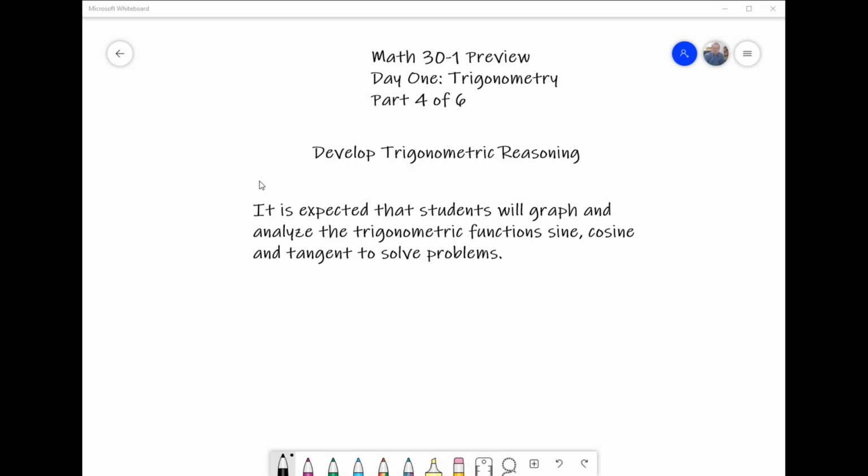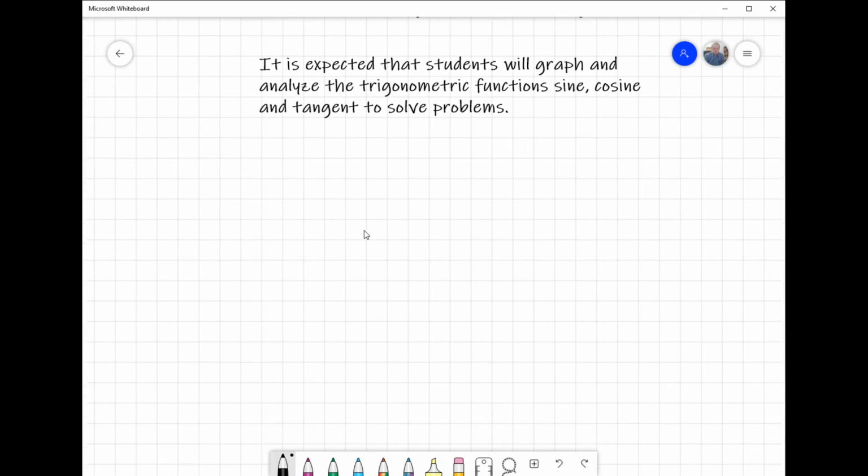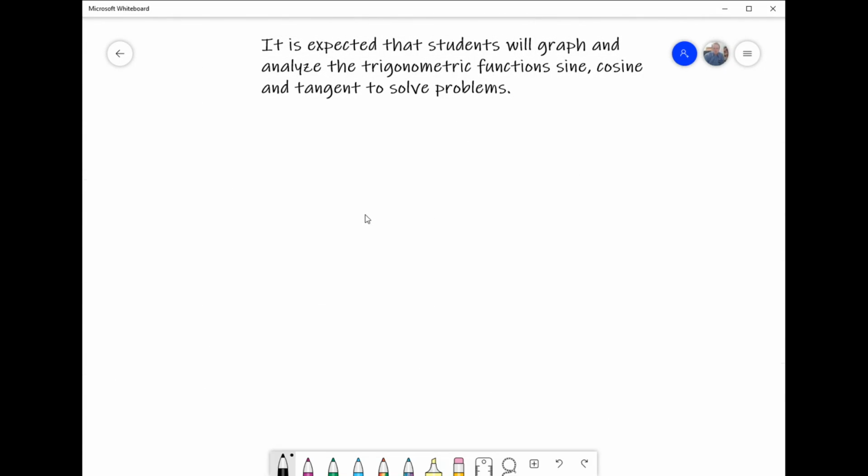So next up, the fourth of these 6 specific outcomes under developed trigonometric reasoning, it is expected that students will graph and analyze the trigonometric functions sine, cosine, and tangent to solve problems. So this is going to be about graph interpretation.